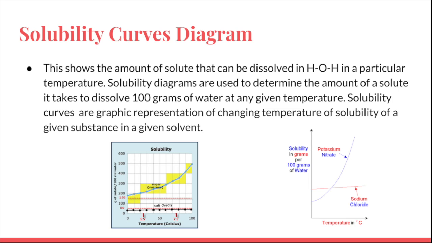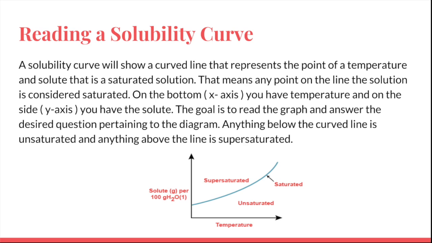So back to our analogy of sugar, Kool-Aid mix, and water. The Kool-Aid sugar will be our solute and the water will be our solvent. The key concept in answering a test question on your final exam is knowing how to read a graph properly. A solubility curve will show a curved line that represents the point of a temperature and solute that is a saturated solution. That means any point on the line is considered saturated.